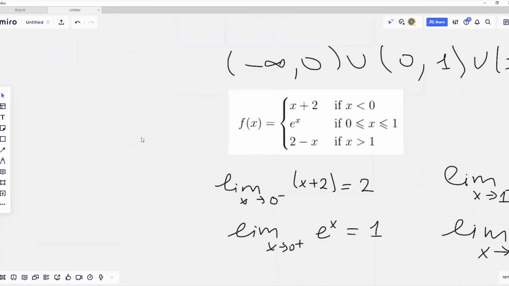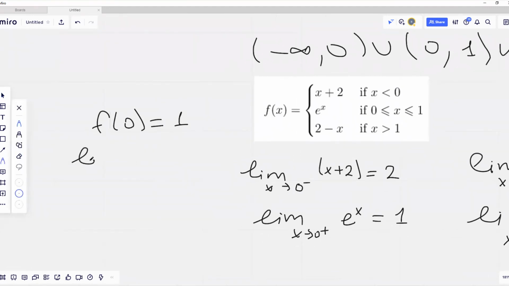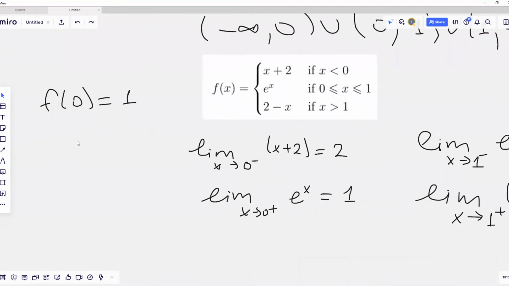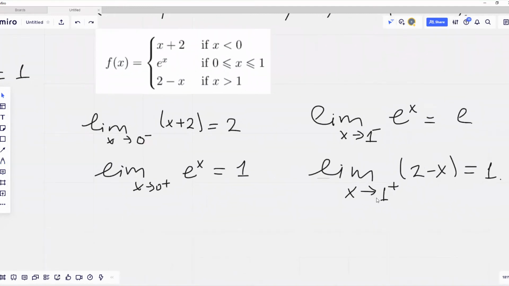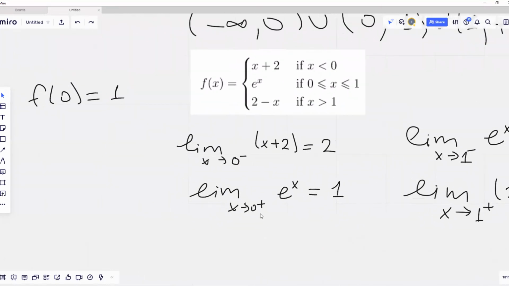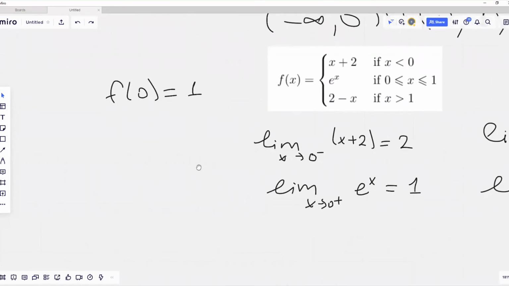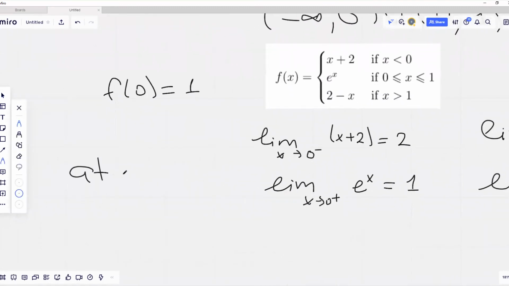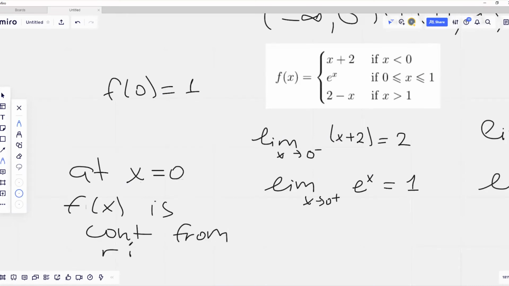Now, point 0. The value of the function at point 0 is equal to 1. And we have seen that the limit as we approach point 0 from the right side is equal to 1, meaning that at 0, our function f of x is continuous from the right.